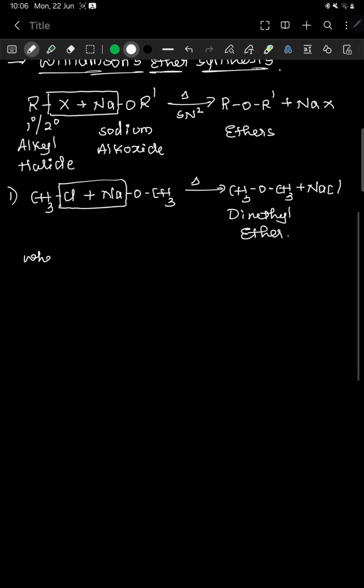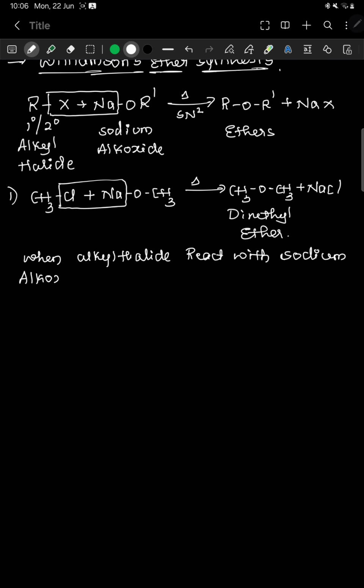When you go for explanation: when alkyl halide reacts with sodium alkoxide, it forms ethers. So the reaction is called Williamson's ether synthesis. So this is one of the very important 2-mark questions when it comes to the preparation of your alcohols, phenols and ethers.